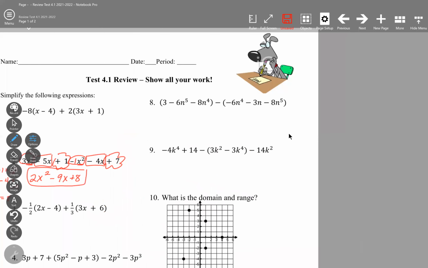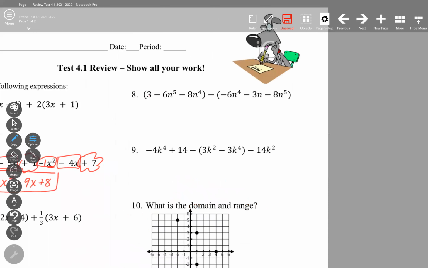So number 8 here. All right, again, we see we've got parentheses, right? Anytime you've got parentheses, you're going to be multiplying numbers inside. In front of this first set of parentheses here, remember there's really a 1 right there, okay? And then we see this subtraction, right? We're taking this first polynomial and we're subtracting the second polynomial.